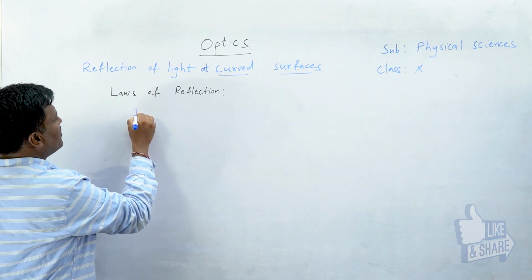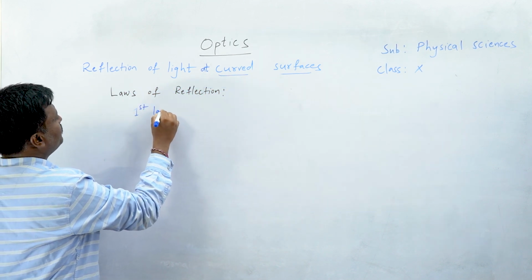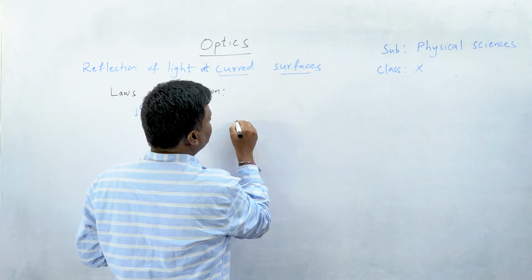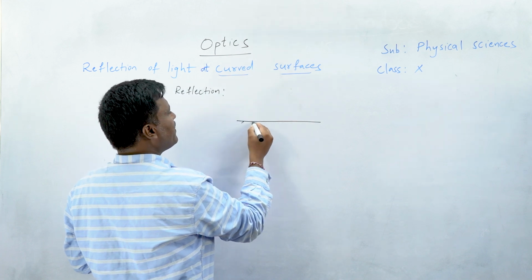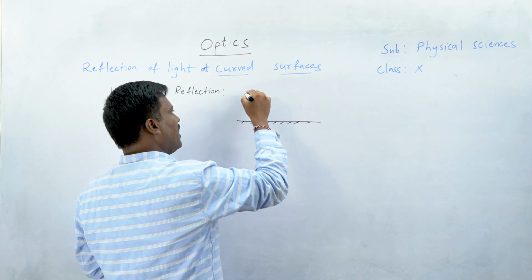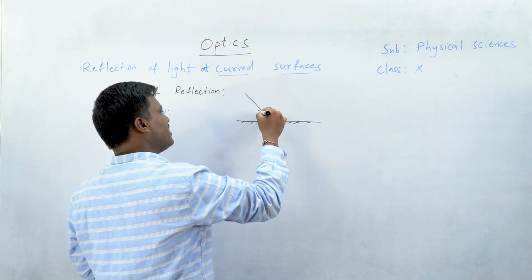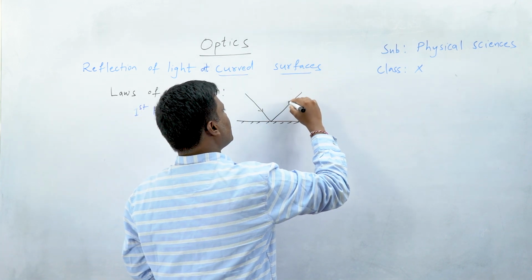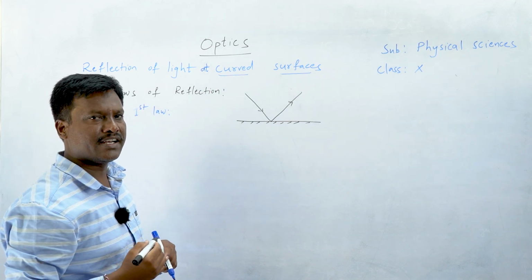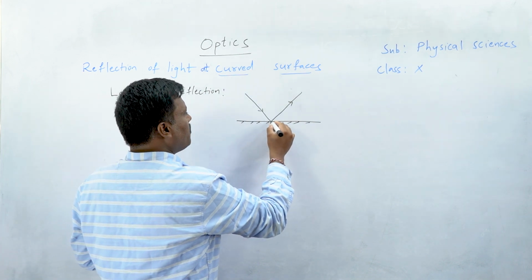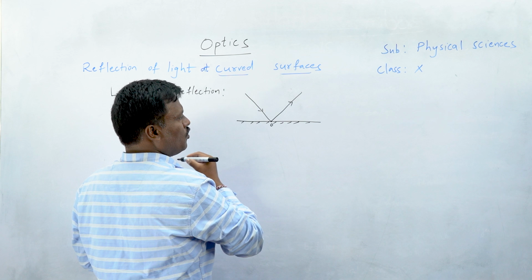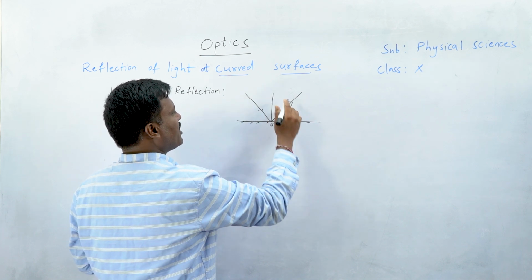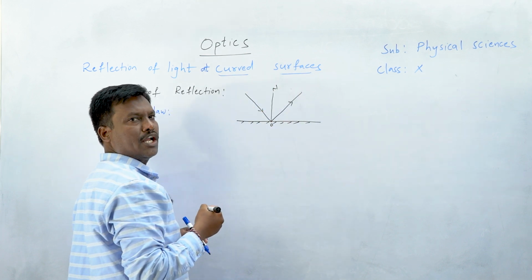So, what is the first law of reflection? I'll explain. This is an opaque, plane surface. A ray coming to meet the surface is called the incident ray, as we have just discussed. The ray which bounces back to the same medium is called the reflected ray. O is the point of incidence. When we draw a perpendicular line at the point of incidence to the surface, this is called normal.